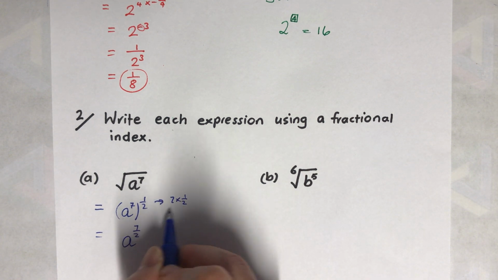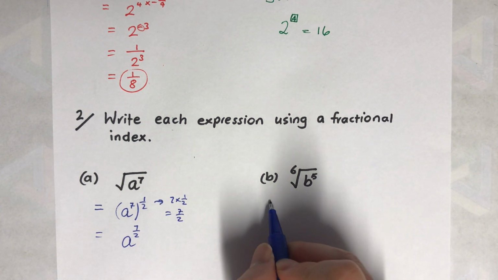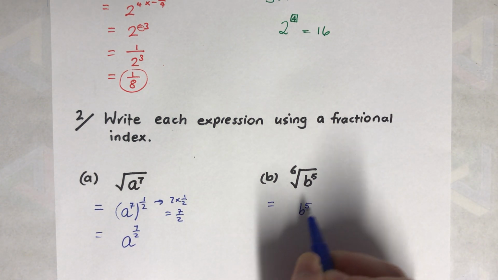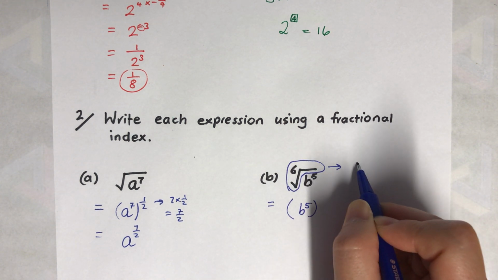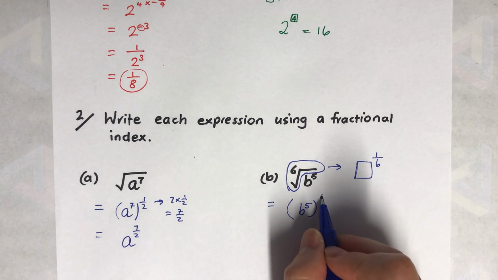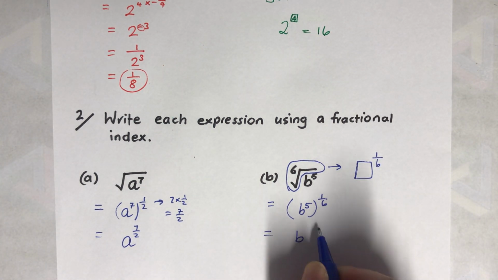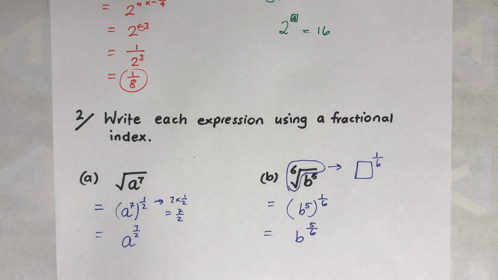7 times half is 7 over 2. Okay. Now this one, I'm going to change b to the power of 5. Now this, guys, is something to the power of 6. So I'm going to put power of 6 there. So then my answer will be 5 over 6.